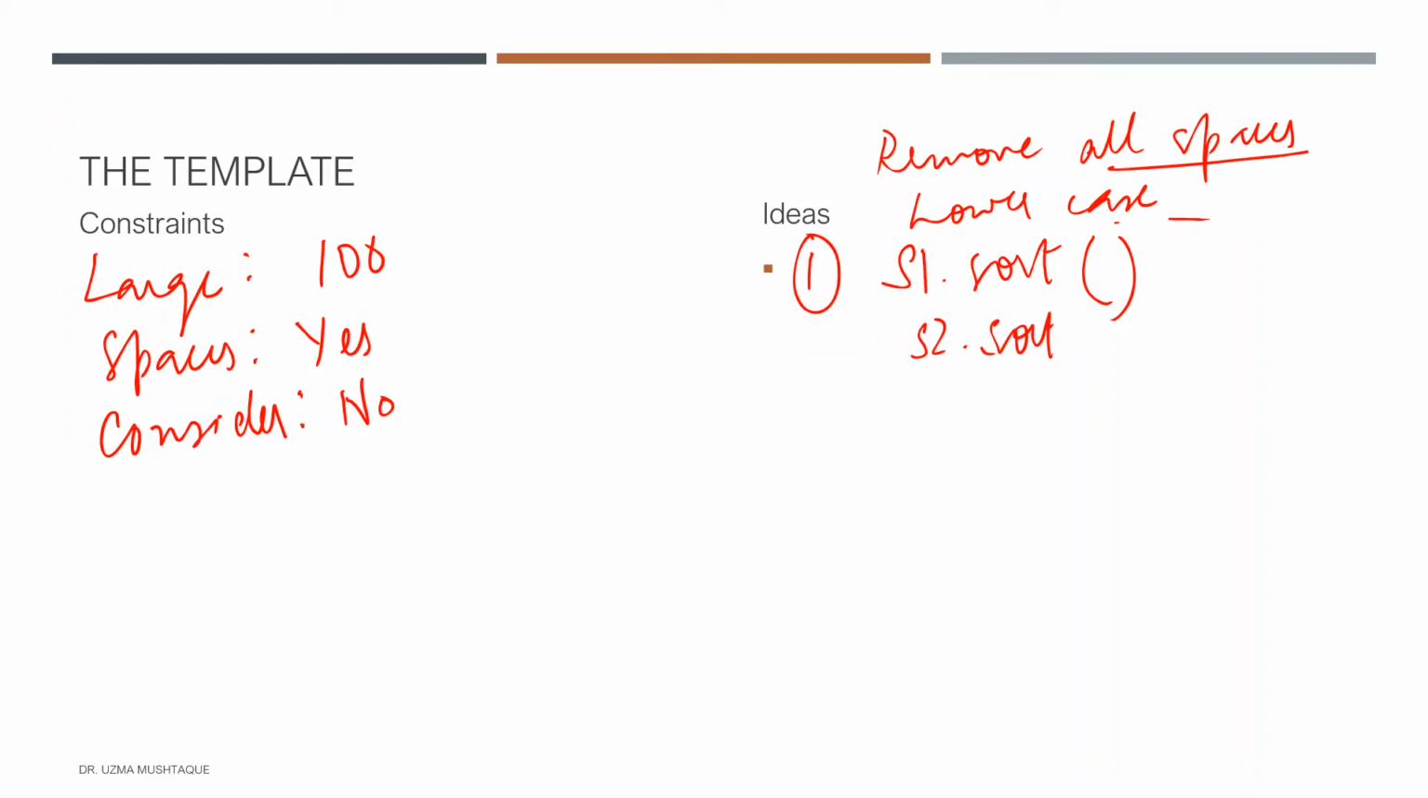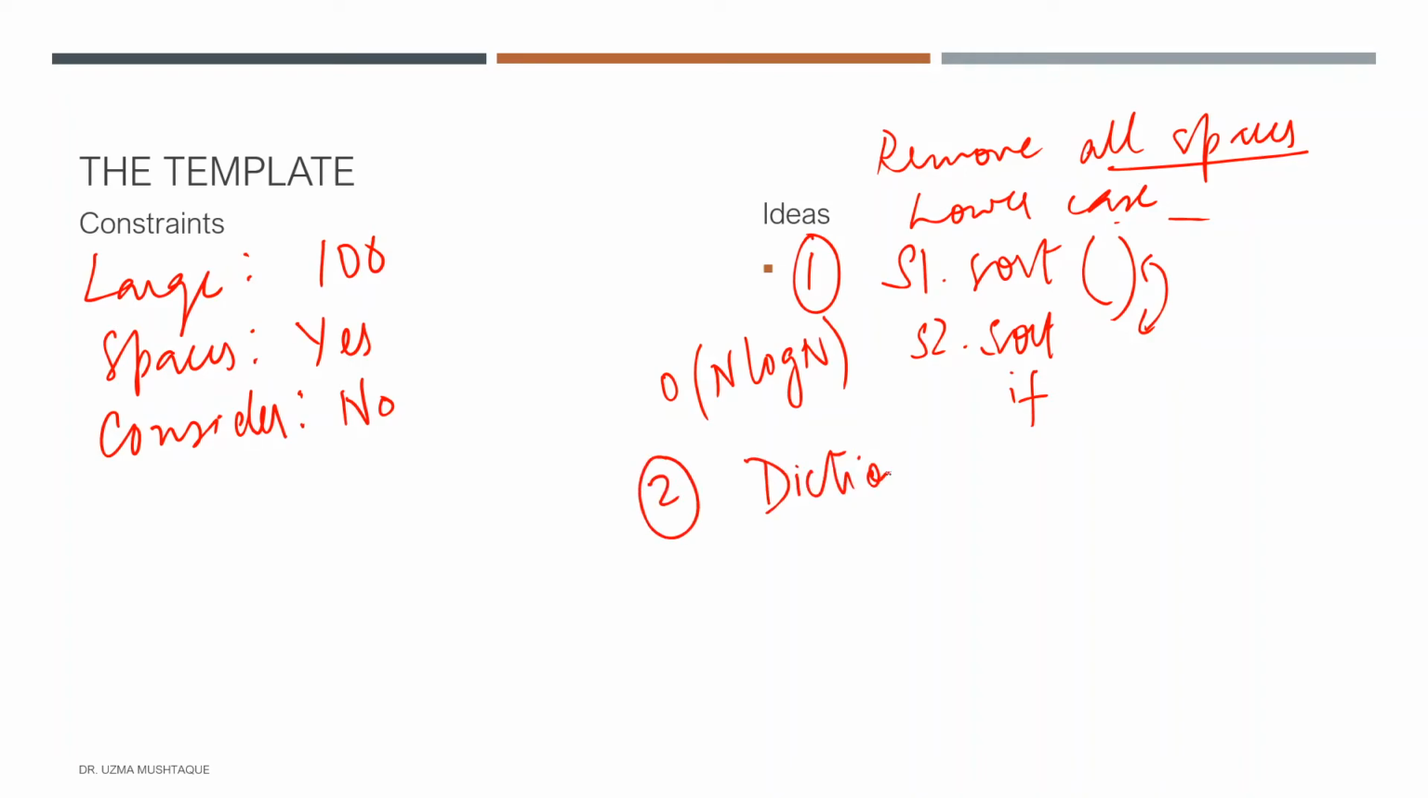And if I compare them, it's simply one if statement: if both of them are equal, then I'll return a true, otherwise I'll return a false. This is one solution, and it would be n log n because that's how dot sort works in Python. Okay, the second idea that's coming to my mind is dictionaries.